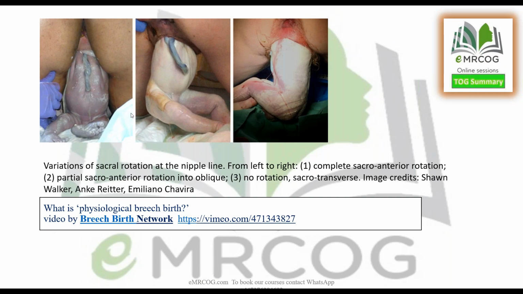So can you see the picture when there is no rotation and sacrotransverse? Baby stayed in this position. After here is the baby nipple. Can you see baby nipple? Baby nipple passed and no rotation happened. It's still in the sacrotransverse. What shall I do?